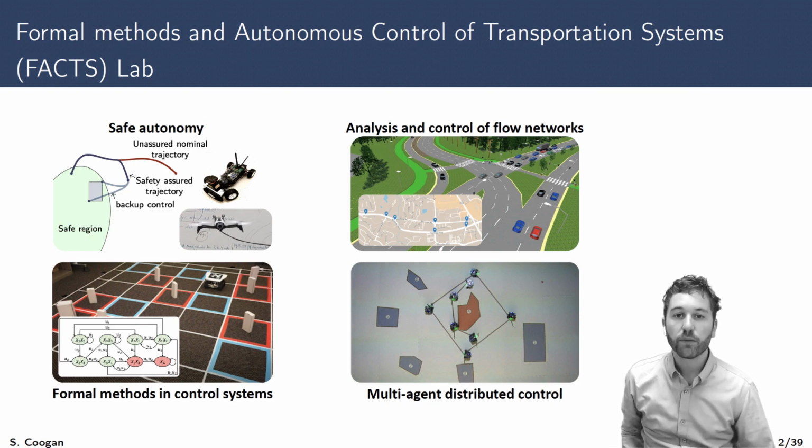Broadly, we develop formal theory and tools for establishing correct or desirable behavior in control systems. We're often motivated by applications in transportation systems, and we've applied our work in domains including complex traffic networks, multi-agent distributed control, formal methods such as model checking applied to control systems, and applications in safe autonomy, which will be the focus of today's talk.